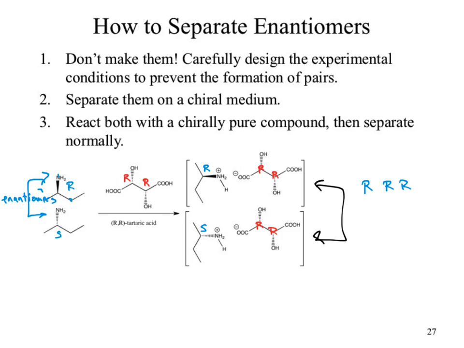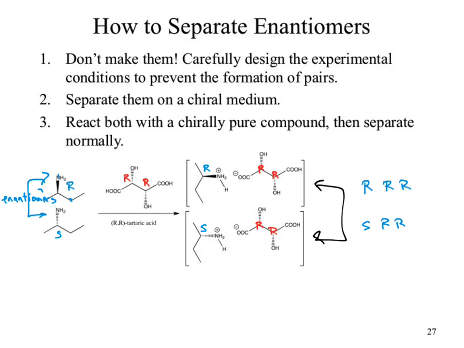R, R, R, S. What's the relationship? They're diastereomers. What is special about diastereomers? They have different physical behaviors. I can now separate these two compounds because they behave differently. I could crystallize and get one of them to crystallize, the other one to stay in solution. Okay? I could separate them on a column. I can separate now normally without having to stress about anything.